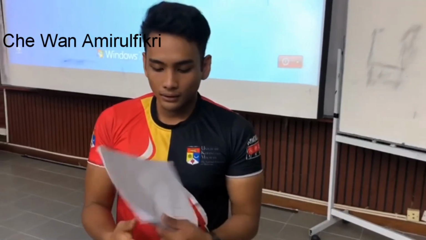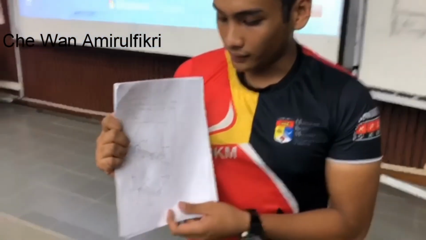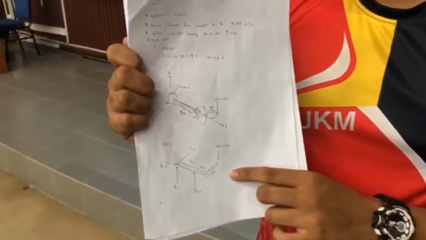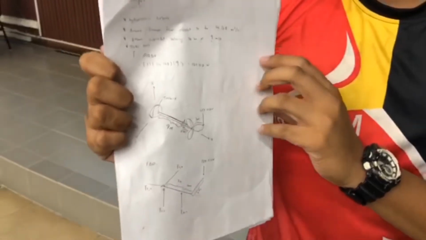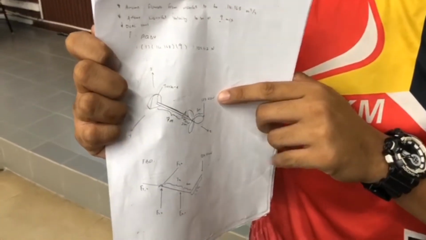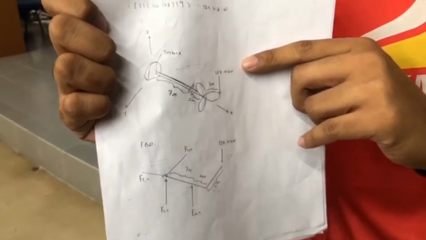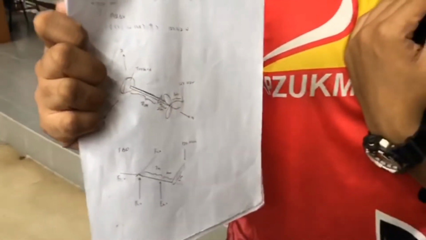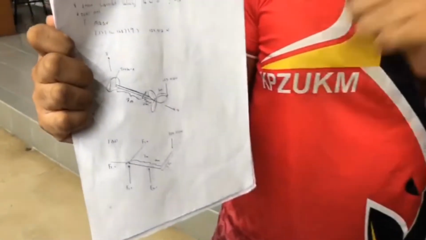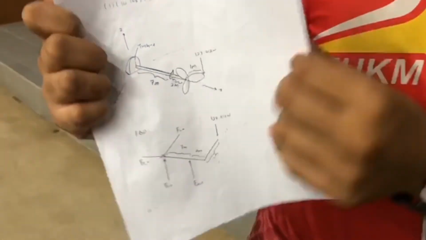Let me explain my calculation about my shaft. As we can see right here, this is my free body diagram and this will be my roughly sketched shaft. My force assumption right here will be around 127.512 Newton, as it is my assumed force from the waterfall that could be exerted on my turbine.